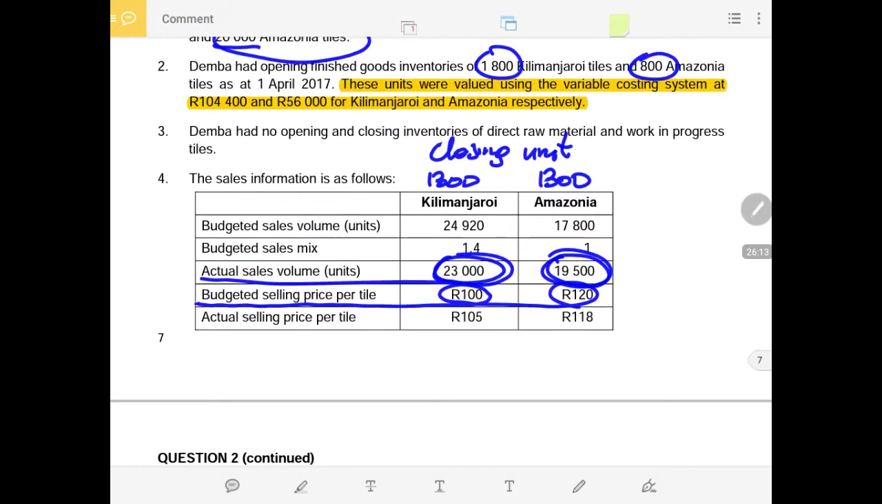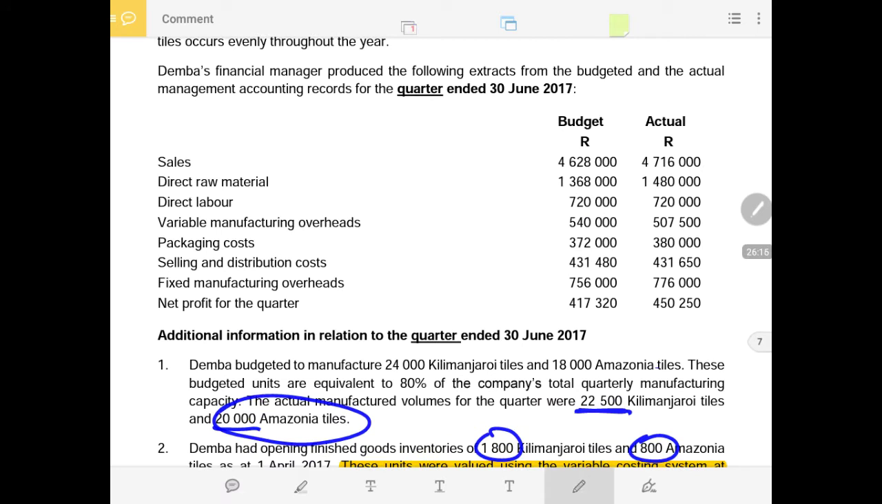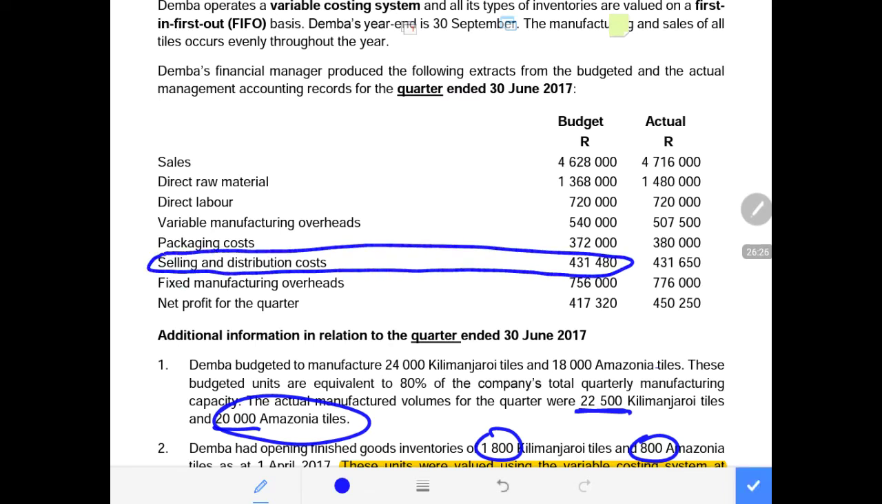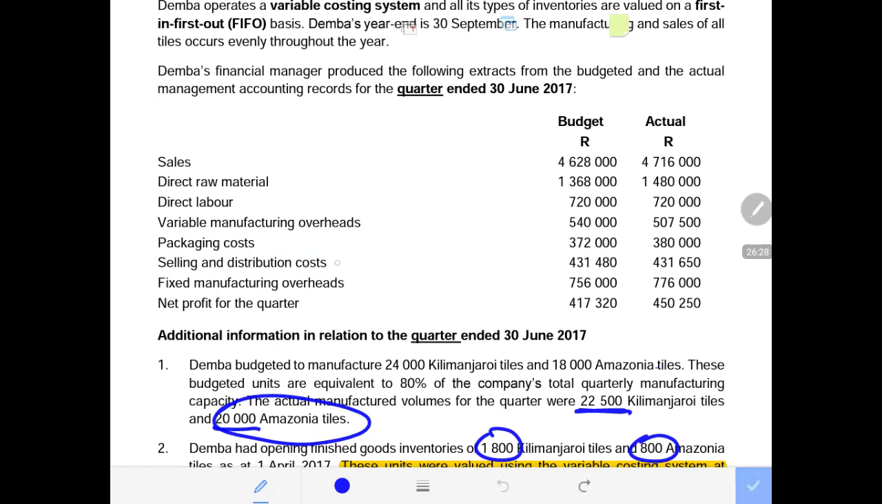Now we have our budgeted figures that are given to us here, and we know that our selling and distribution is 431,000. Now let us look at the variable part, because we have two components, fixed and variable. We have the fixed cost, and we have the variable cost part. The variable cost also must be divided into 2.